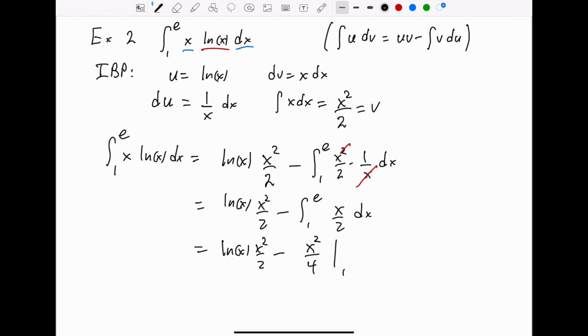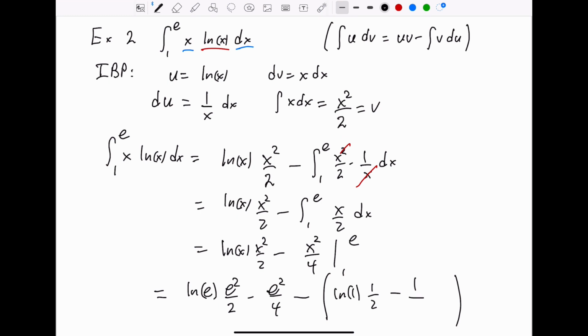We're integrating from 1 to e, so we will use the fundamental theorem of calculus, part 2, to evaluate this expression. First, plug in e. Natural log of e times e squared divided by 2 minus e squared divided by 4 minus, now we want to use parentheses here. Now plug in 1. Natural log of 1 times 1 squared over 2 minus 1 squared over 4. There is our final answer.